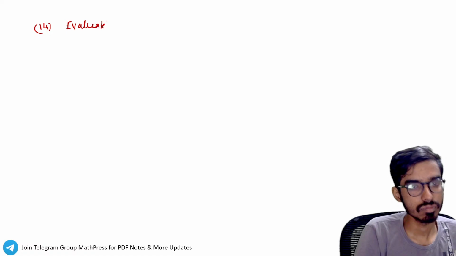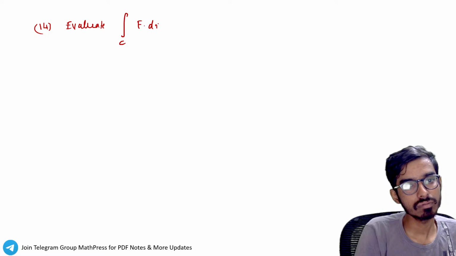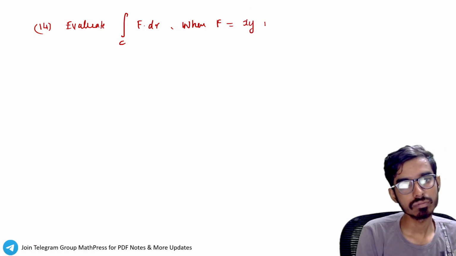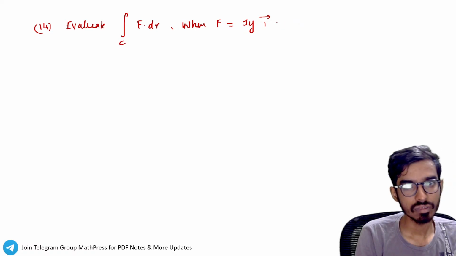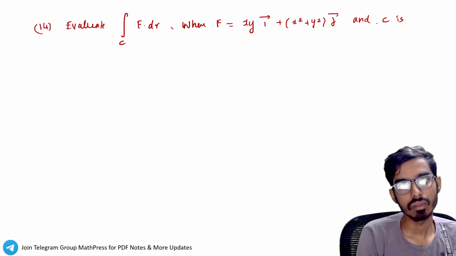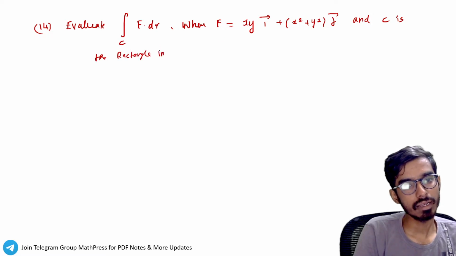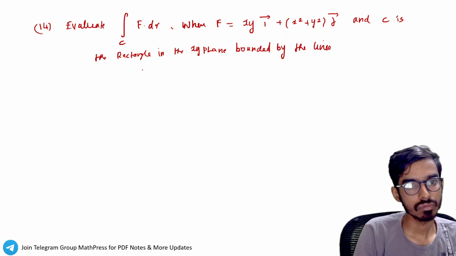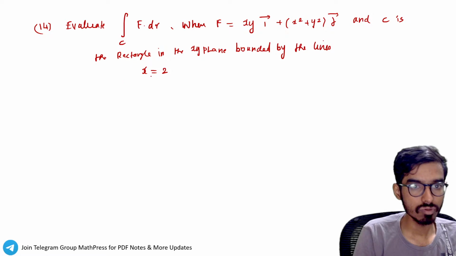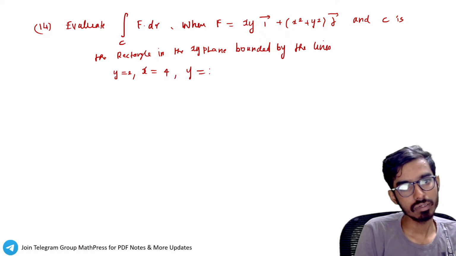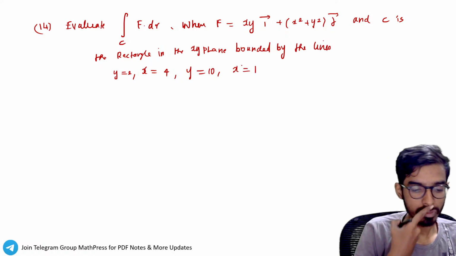So evaluate the integral over C of f dot dr, where f is xy i vector plus x square plus y square j vector, and C is the rectangle in the xy plane bounded by the lines x is equal to 2, y is equal to 2, x is equal to 4, y is equal to 10, x is equal to 1, right? So you just need to do the problem.